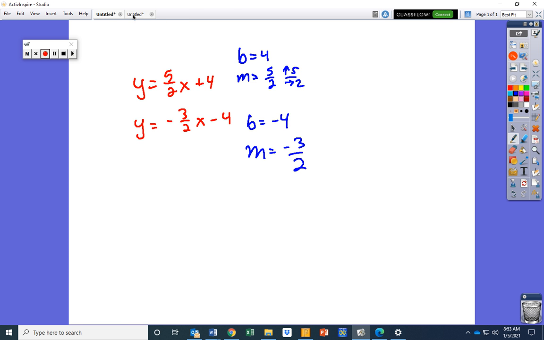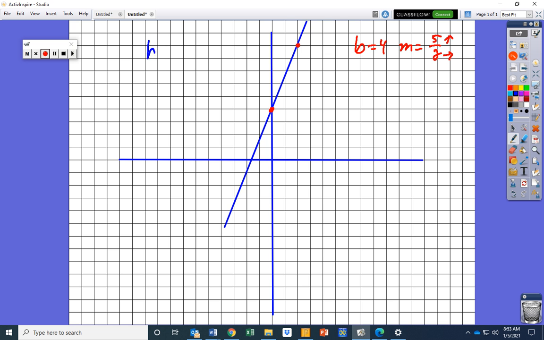Okay. Let's go ahead and put this over here. B equals negative 4, and my slope is negative 3 over 2. That means I'm going to go down 3 and over 2. Okay? What's the first thing I have to graph here? I have to graph the y-intercept of negative 4. Should that be back here? No, where is it? So 1, 2, 3, 4. Should I put a point here? Okay, does everybody understand what I did there?